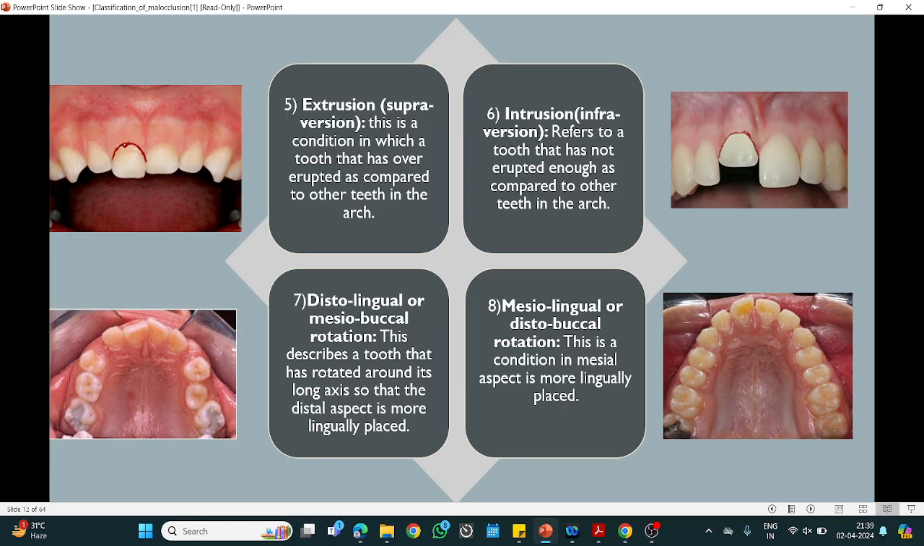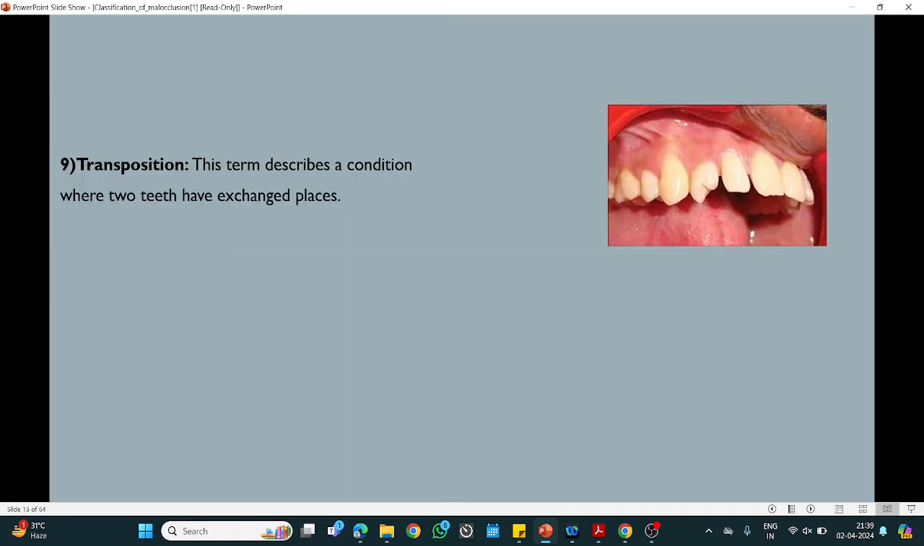Distolingual or mesiobuccal rotation is a condition in which the tooth has rotated around its long axis so that the distal aspect is more lingually placed. In mesiolingual or distobuccal rotation, the mesial aspect of the tooth is lingually placed. Transposition is a condition in which two teeth have changed their position.